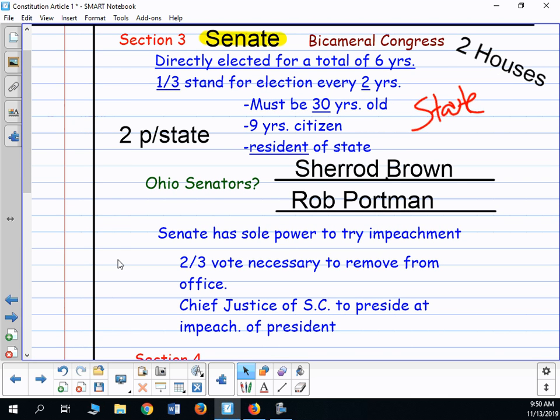Senate has the sole power to try impeachment. So if the House of Representatives votes for President Trump to be impeached, then they go to the Senate, and the Senate actually has a trial and decides if in fact the president is removed from office. 2/3 of vote is necessary to remove from office. So 2/3 of 100, meaning approximately 66, will have to vote for the president to be removed. For a president to be impeached, the Chief Justice of the Supreme Court will preside over the hearing of the impeachment.